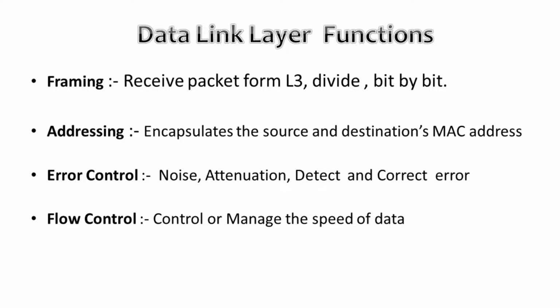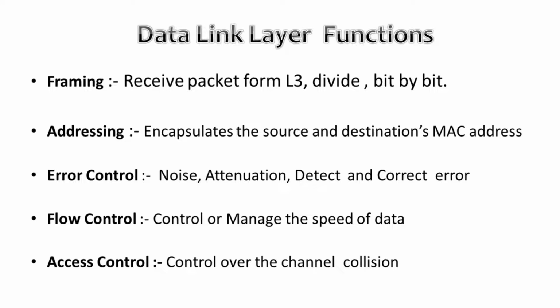Now, access control. When multiple devices share the same communication channel, there is a high probability of collision. So it is the responsibility of the data link layer to check which device has control over the channel. These are the main functions of the data link layer.